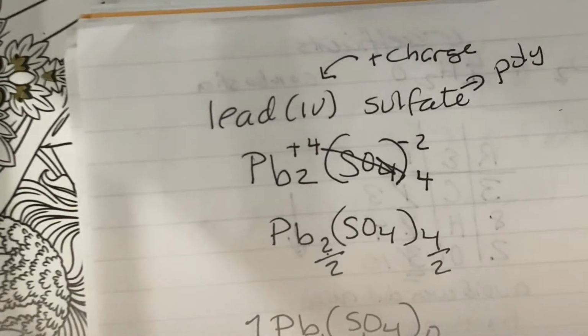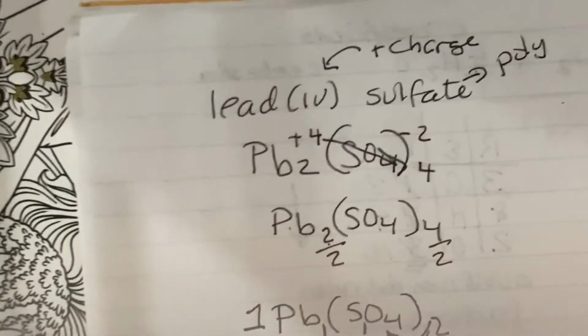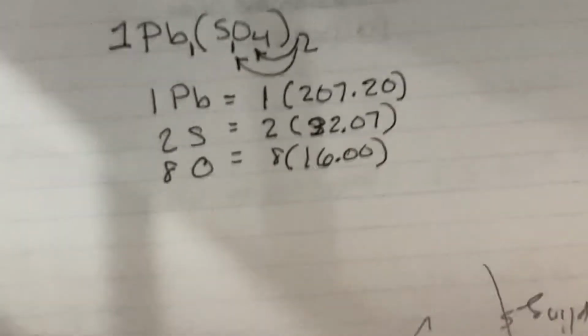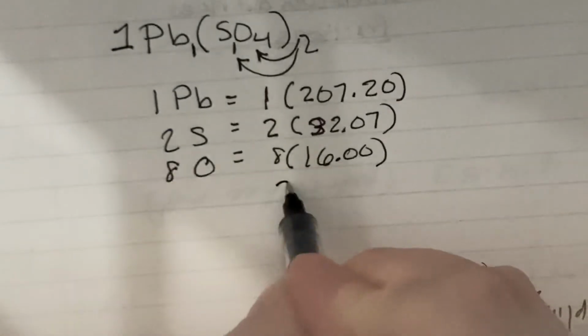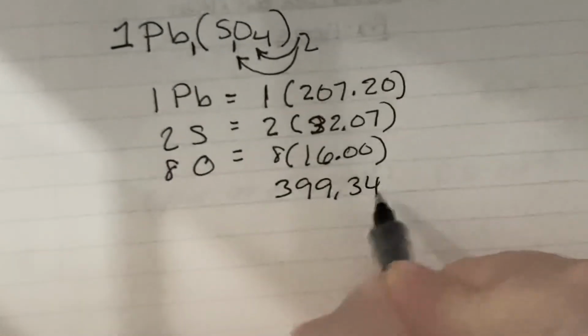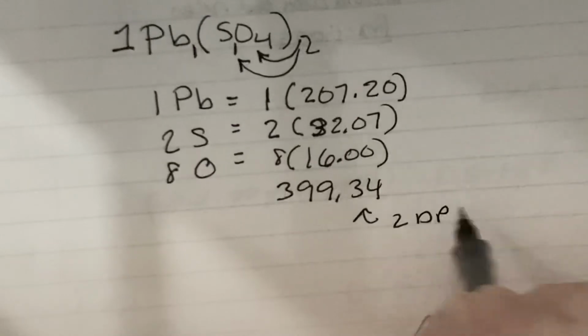All right, I'm going to type it in again. 207.2 plus 2 times 32.07 plus 8 times 16.00. And that's going to give me a total of 399.34, always to 2 decimal places.